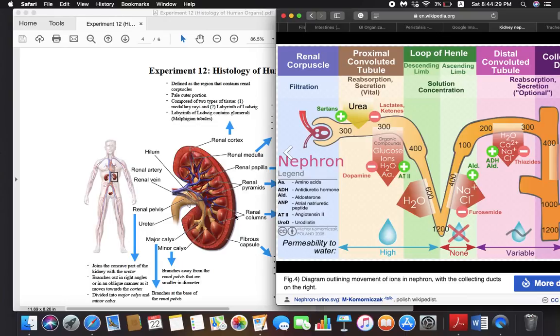It's the pale outer portion of the kidney, and we need to know that it's composed of two types of tissue, the medullary rays and the labyrinth of Ludwig. And we need to know that the labyrinth of Ludwig in particular contains the glomeruli. What are the glomeruli? It's this part. So this part here is found in the labyrinth of Ludwig. This whole part is found in the cortex.